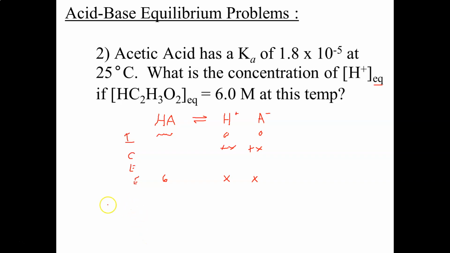So set up your Ka expression. Ka equals H plus times A minus over HA. And then you have Ka right here, plug it in. You have HA, plug it in. You have H plus and A minus as X's. That's easy to solve using some algebra. Plug it in and go from there.